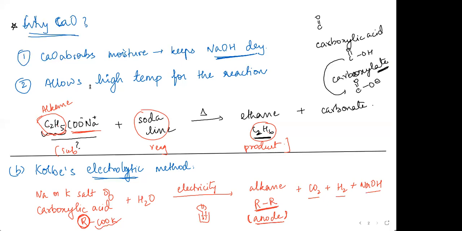Okay, Arnav, Smera, Adit are done. The alkane will be at the anode, right? Yeah. That's why I wrote the anode in brackets.